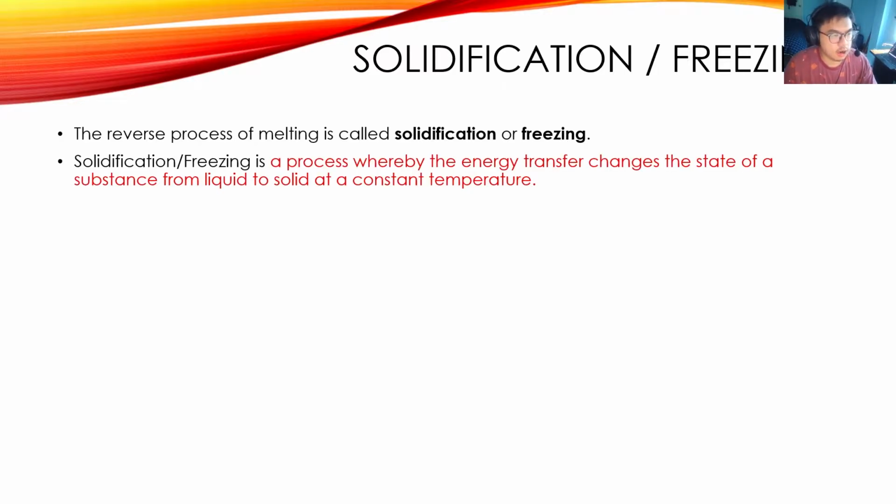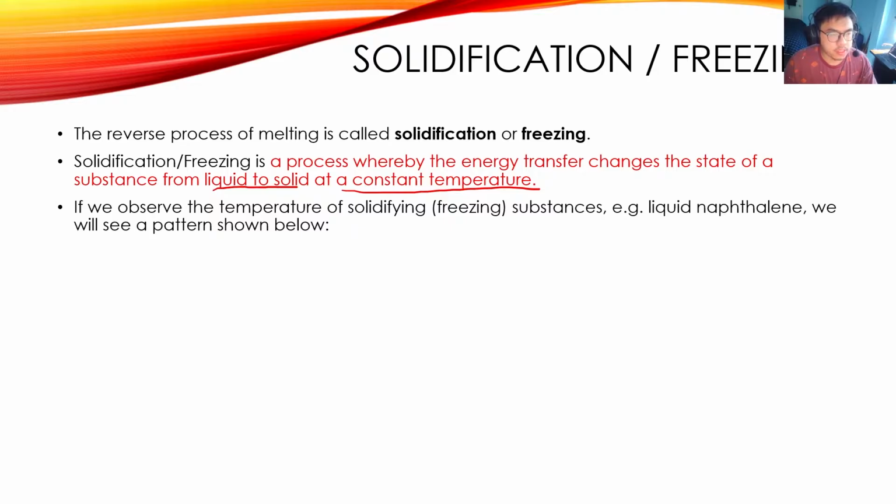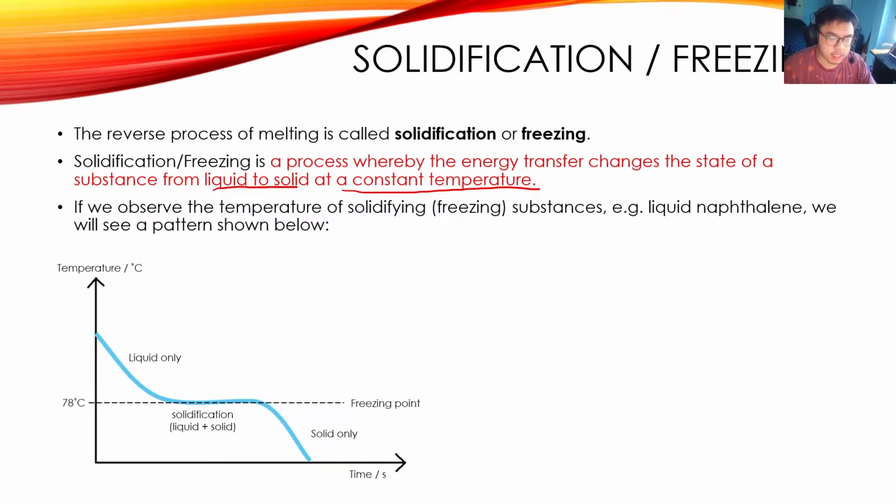Solidification or freezing is a process whereby the energy transfer changes the state of a substance from liquid to solid, at a constant temperature, just like melting. If we observe the temperature of solidifying or freezing substances, for example, liquid naphthalene, we will see a pattern shown below. If you draw a graph of temperature against time for freezing substances, it will show this sort of pattern.